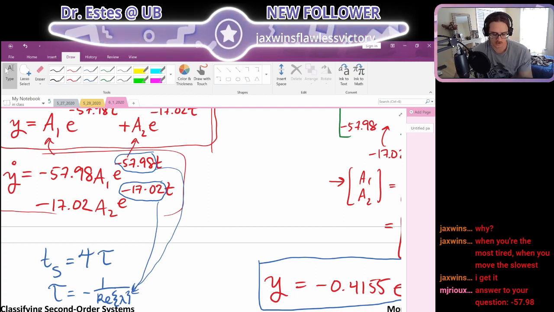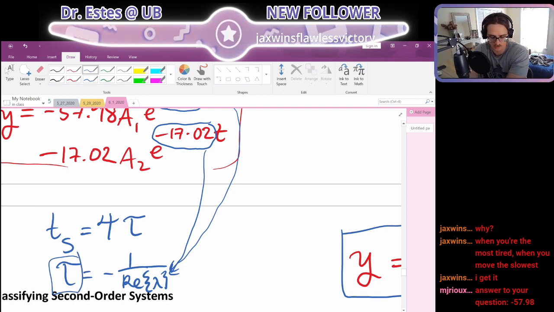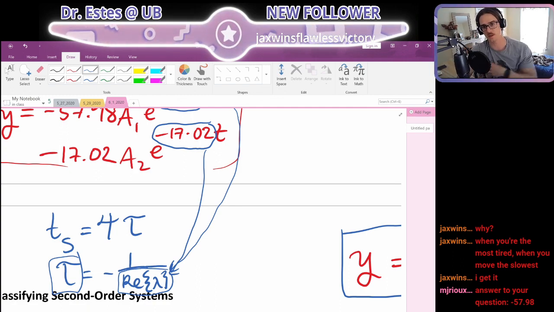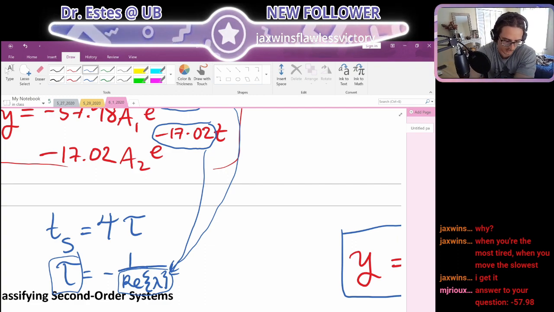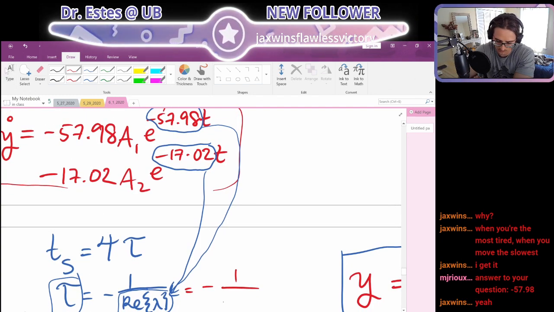The way to make this number tau as big as possible is to make the real part of the root as small as possible. Because if you take 1 divided by a small number, that makes the overall number bigger. You know what I mean? Like we'll test it real quick. If I have minus 1 over the real part, so let's say it's minus 57.